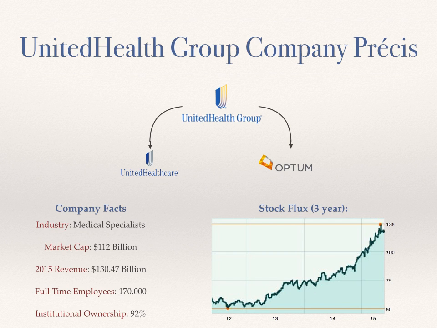I specifically examine the company's industry, market capitalization, its prior year's revenue, the number of full-time employees it has, and the stock's percentage of institutional ownership. Then lastly, I briefly look at the stock's performance in the last 3 years to ensure nothing drastic has occurred.